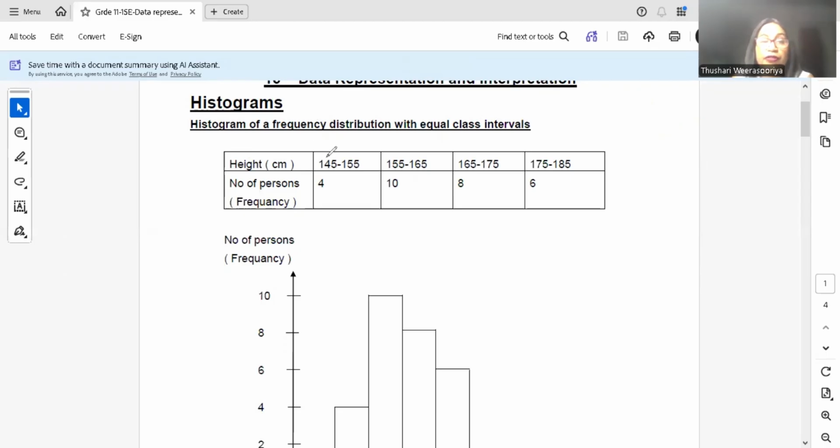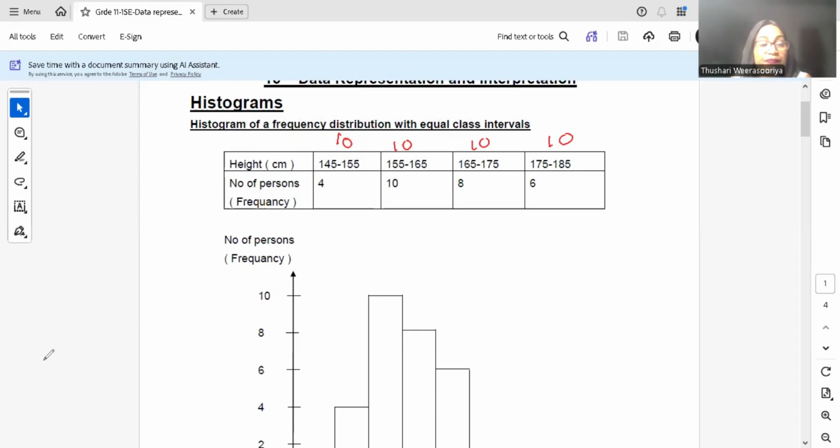A lot of types of histogram. The basic one is this. Now look at this. When you want to draw a histogram, first check the gap between the class intervals. The gap is 10. Here 10, here 10, here 10. That is the basic histogram. This is how you draw it when you have equal class intervals.